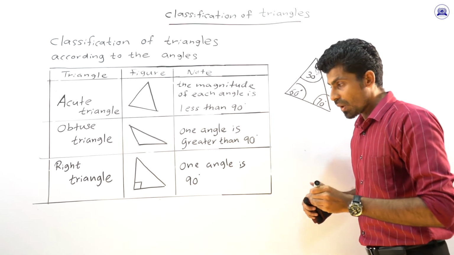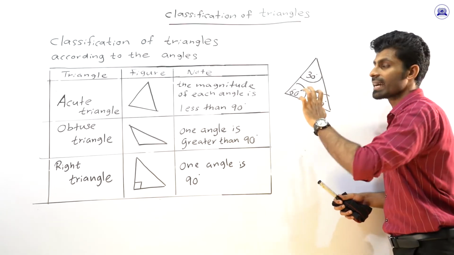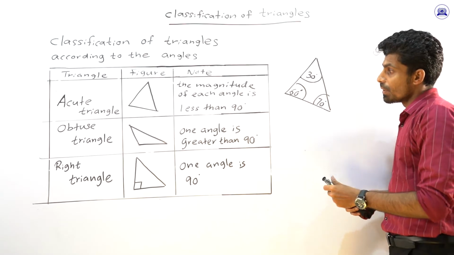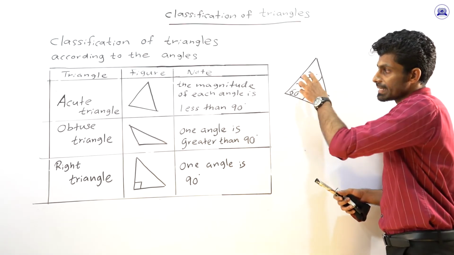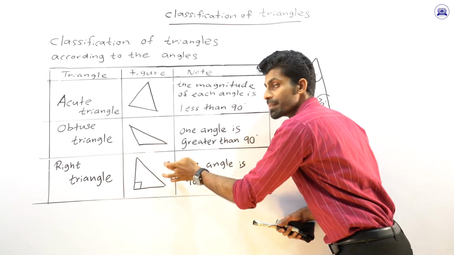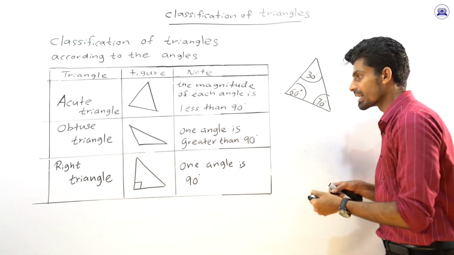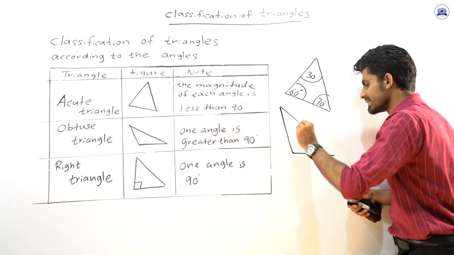Look at this one. All three angles are less than 90, right? So what is the triangle type? Acute triangle. Just consider that one.